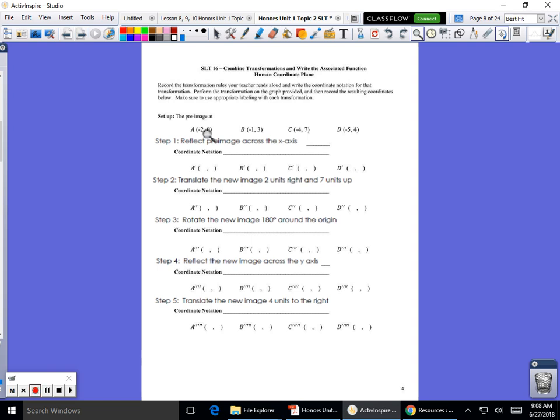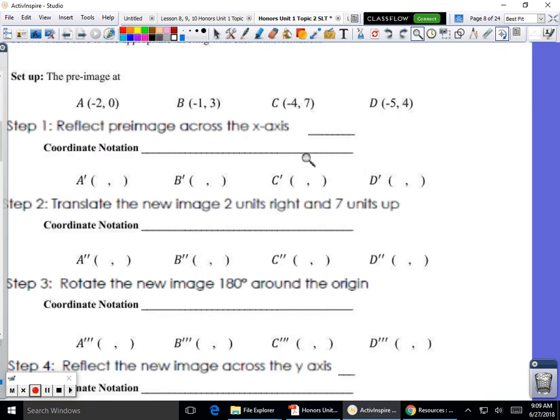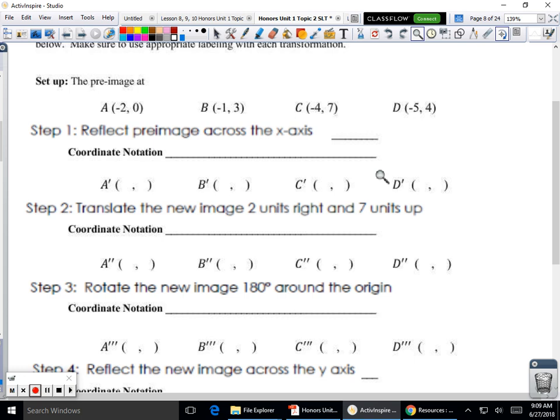So you're going to go ahead and plot ABCD. And I'm letting you know your packet does not say this in it. It says step 1, but then it's blank. So you need to write in reflect the pre-image across the x-axis. That's your step 1. And if we reflect something across the x-axis, how is that going to change?